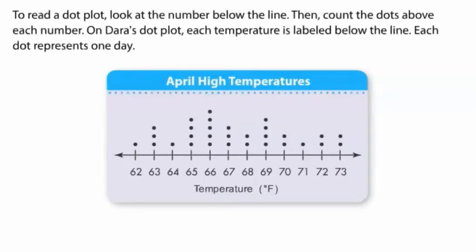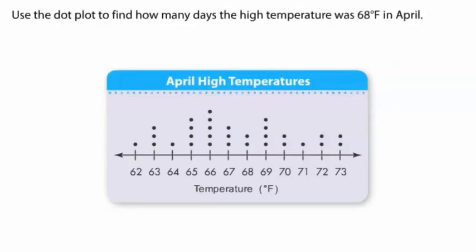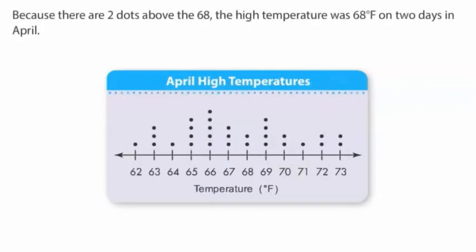To read a dot plot, look at the numbers below the line. Then count the dots above each number. On Dara's dot plot, each temperature is labeled below the line. Each dot represents one day. Use the dot plot to find how many days the high temperature was 68 degrees Fahrenheit in April. Because there are two dots above the 68, the high temperature was 68 degrees Fahrenheit on 2 days in April.